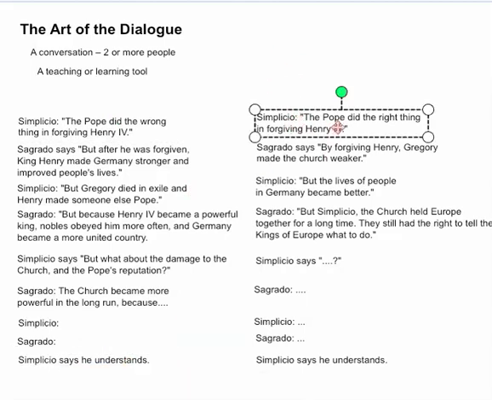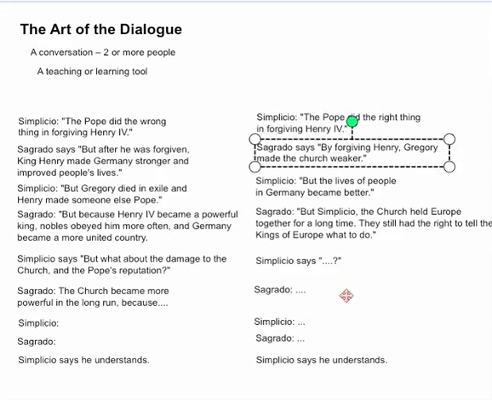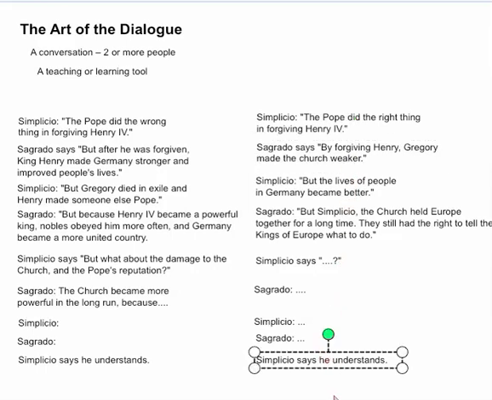If you choose to write from this point of view, where Simplicio says the Pope did the right thing in forgiving Henry IV, then Sagrado is going to take the opposite point of view. He's going to say, by forgiving Henry, Gregory made the church weaker. And that's going to be the point of view that Sagrado is going to argue all the way through until Simplicio finally agrees that, in fact, Gregory made the church weaker by giving in to Henry and forgiving him.